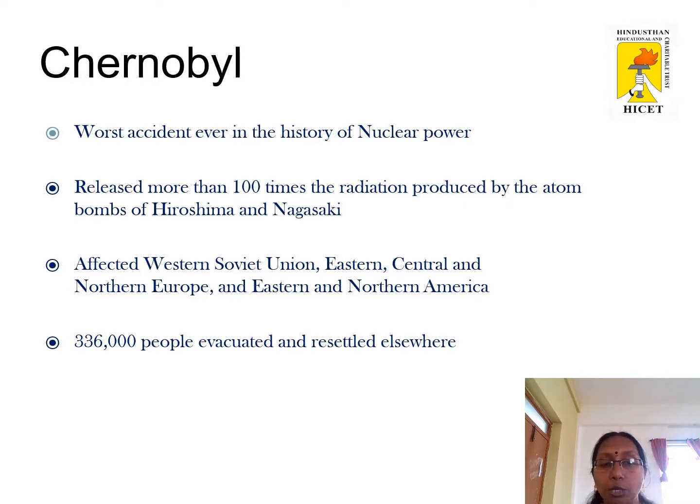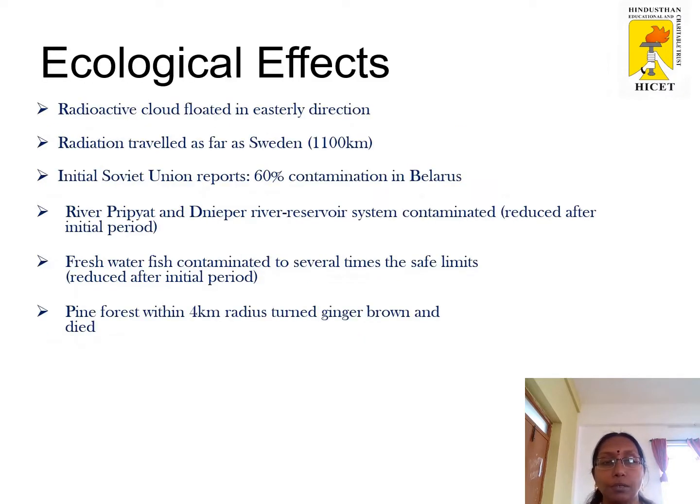336,000 people were evacuated and resettled elsewhere. The ecological effect of that disaster is that the radioactive waste floated in an easterly direction. It traveled as far as Sweden, around 1100 kilometers. In the Soviet Union, 60% contamination of the radioactive waste was reported in Belarus. The River Pripyat and Dnieper river reservoir system have been completely contaminated.